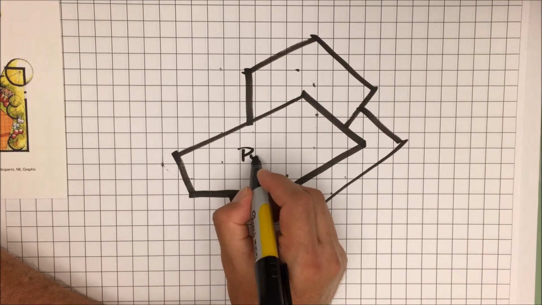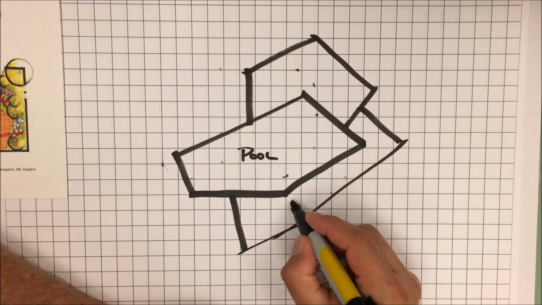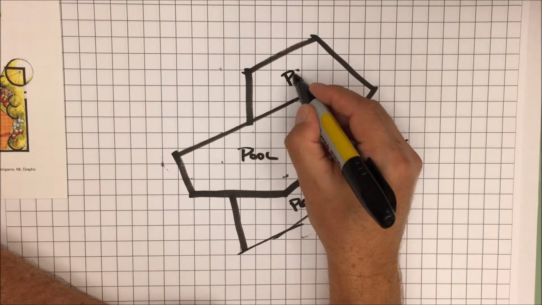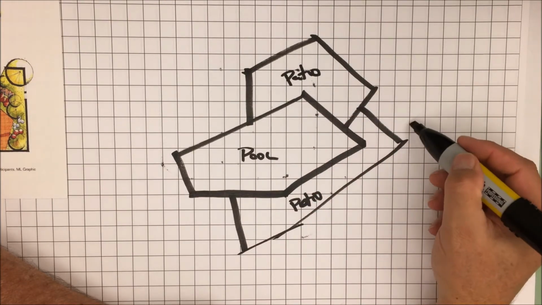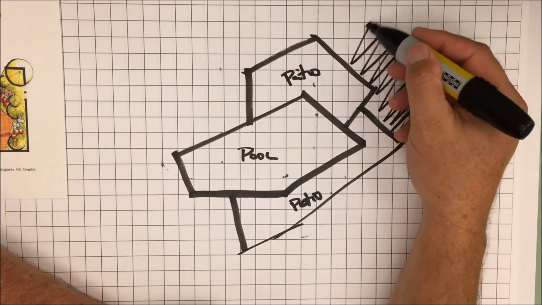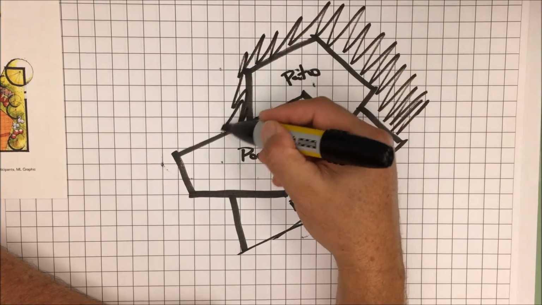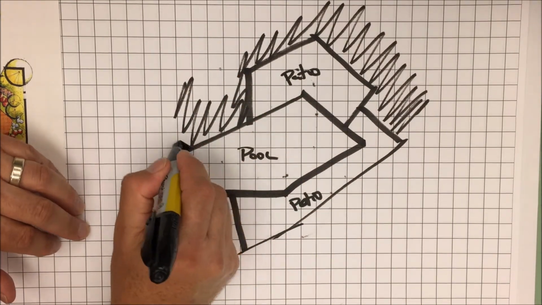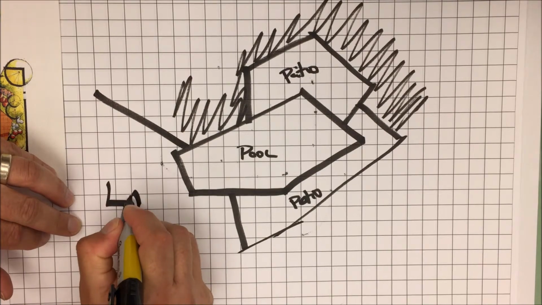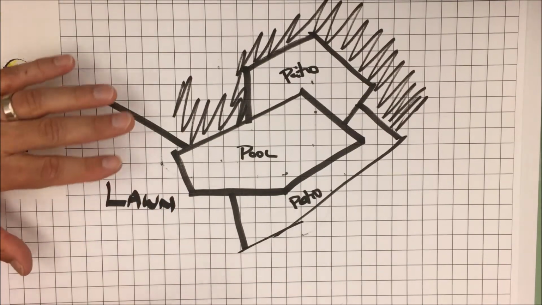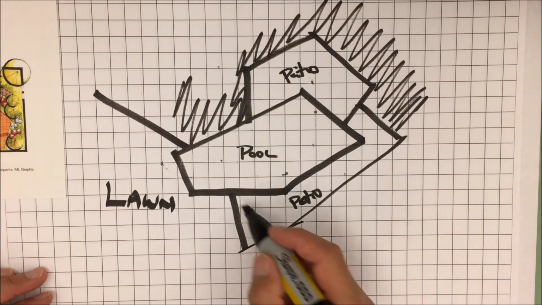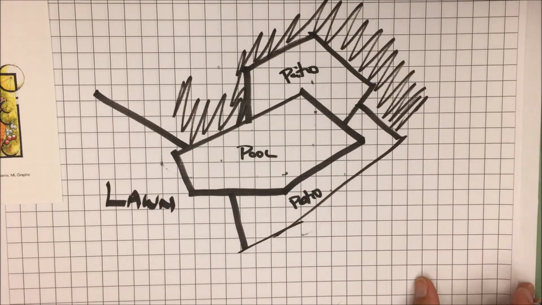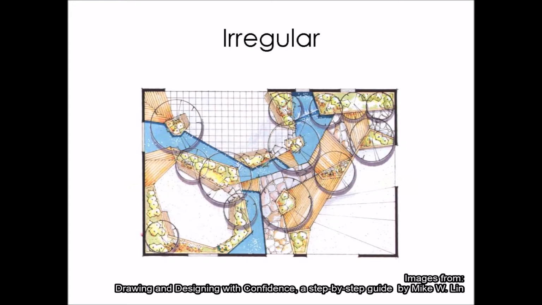Maybe this is my pool here. This is patio, and this might be upper patio. Then this might be planting area around the pool, and maybe this is lawn on this side over here. So these angles that work together, these interlocking shapes, are really good there. So that's an option as well.